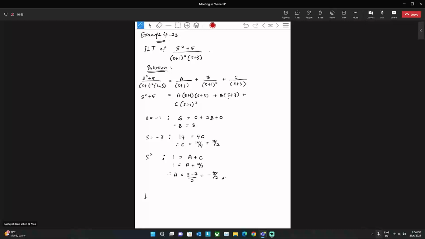Okay? So the inverse Laplace transform of s squared plus 5 over s plus 1 squared, s plus 3, equals the inverse Laplace transform of a, your a here, negative 5 over 2 over s plus 1, plus b, b is 3, over s plus 1 squared, plus c, 7 over 2, over s plus 3.